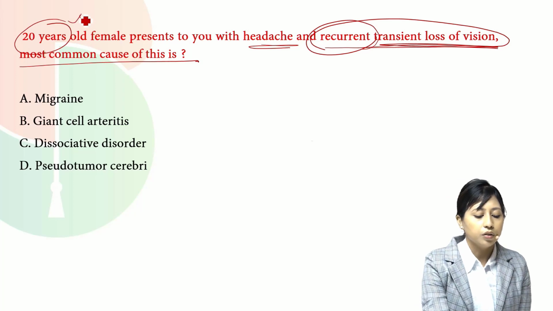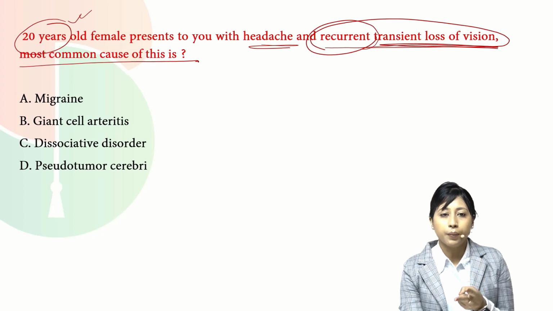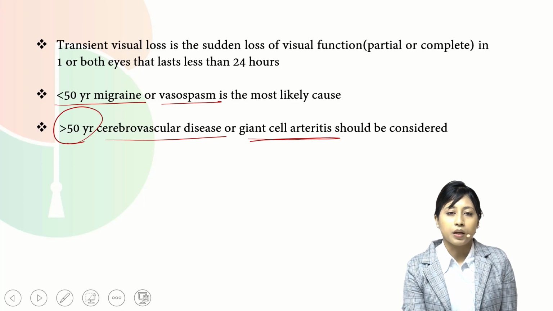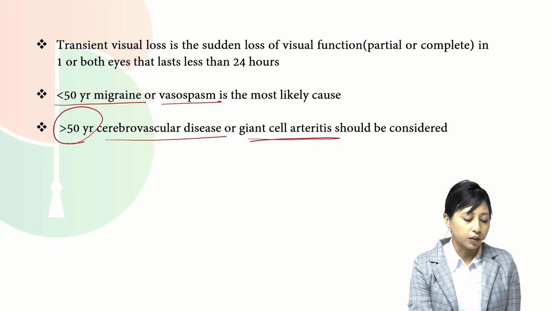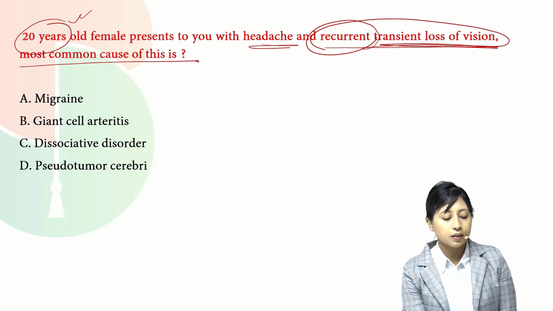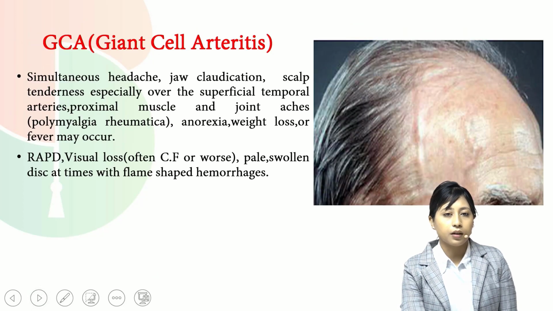In our question, it was a 20-year-old female. So it can be either migraine or vasospasm that can be the cause. Okay, so we can see the other options: giant cell arteritis, dissociative disorders, pseudotumor cerebri. So let us see what is giant cell arteritis.